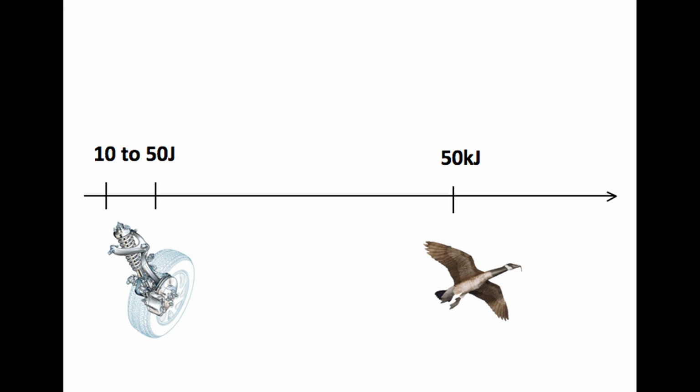We came up with a number like 10 joules to 50 joules, and we decided that the Goose has a lot more energy than that at 50 kilojoules. Big difference there. Now what we want to do is organize ourselves. We're going to construct a number line, and we're going to put larger amounts of energy to the right and smaller amounts of energy to the left. And so I'm putting the Goose pretty far over to the right here and marking that with 50 kilojoules, and I'll put a picture of a Goose there. On the left side of the number line, I'm putting an image of the suspension of a Honda Accord and marking the amount of energy there.